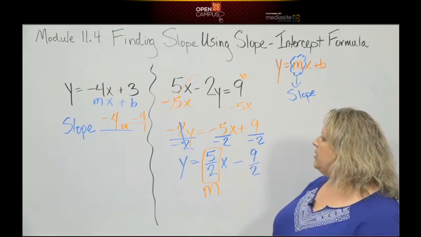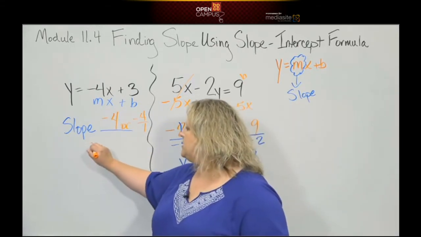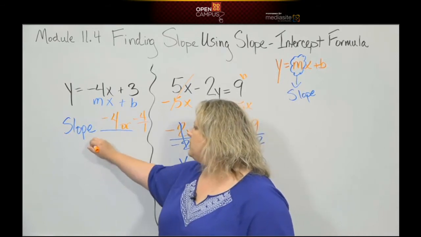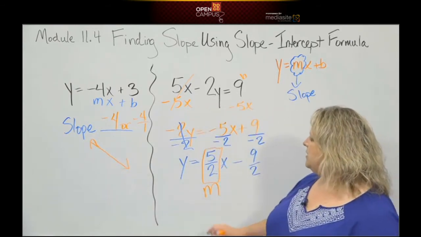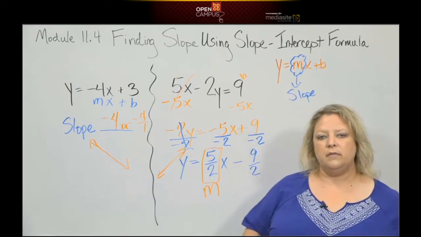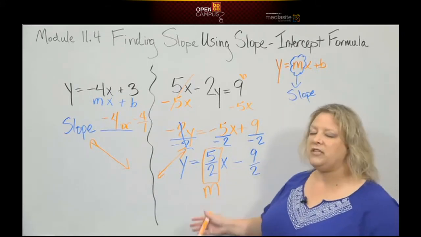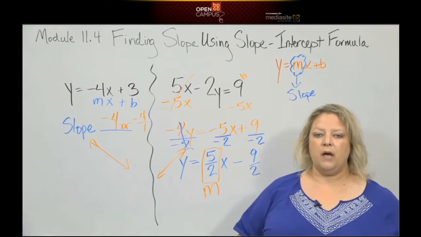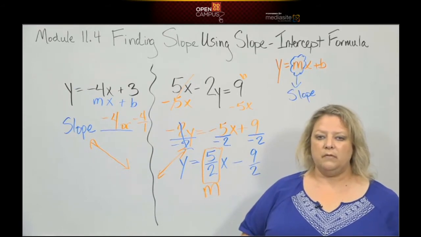That is the slope. The slope over here was negative, which means my line's going to go down this way. The slope over here is positive. Positive slope means your line goes up this way. That's all you need to know, so that you can get a mental picture of what your line is supposed to do. Go up, go down. Where does it go?